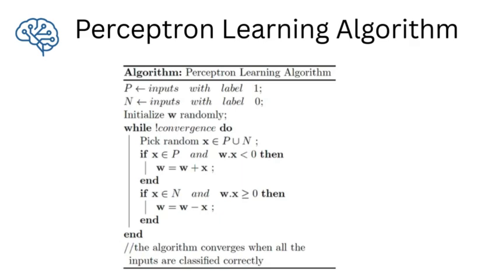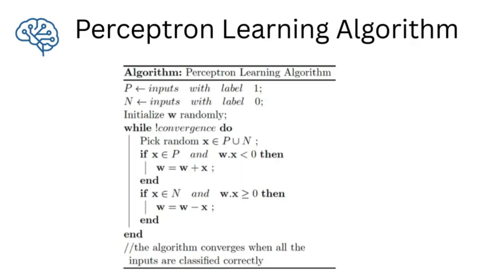Today we are going to see how a perceptron actually learns. The algorithm shown here is called the Perceptron Learning Algorithm, and it is one of the earliest and simplest training methods in machine learning. We start by dividing our input data into two sets: P, which contains only inputs labeled as 1, and N, which contains all the inputs labeled as 0.